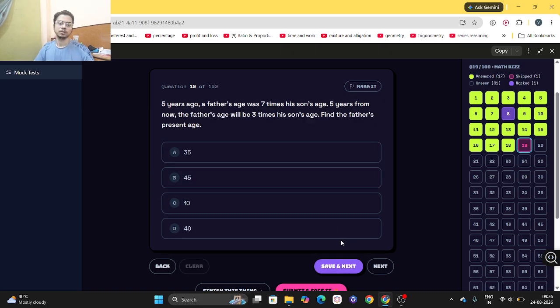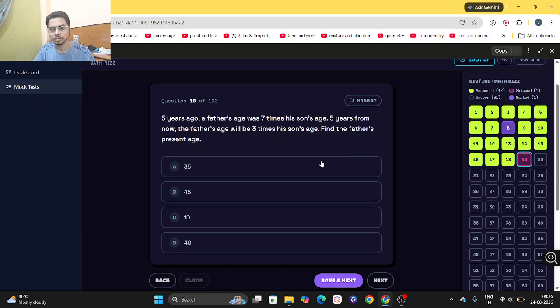Next. 5 years ago, the father's age was 7 times his son's age. 3 years from now, the father's age will be 3 times his son's age. Find father's age 5 years ago. Father and son. 5 years ago, the father's age was 7 times his son's age. So this was 7x and this was x. And 3 years from now, the father's age will be 3 times his son's age. This will be 3y and this will be y.